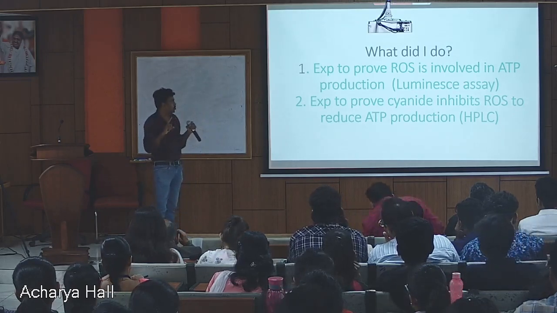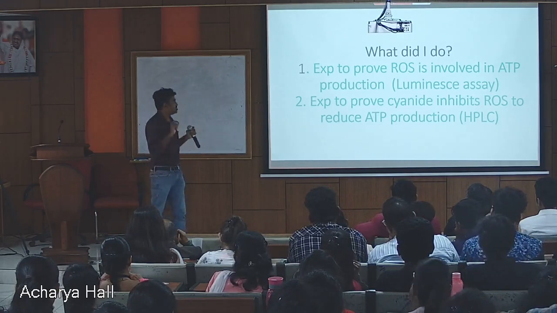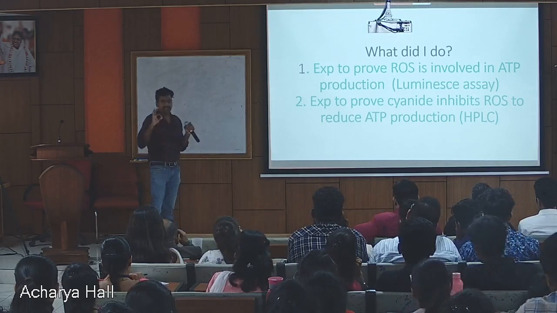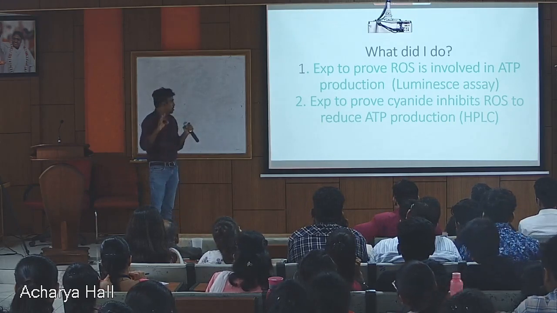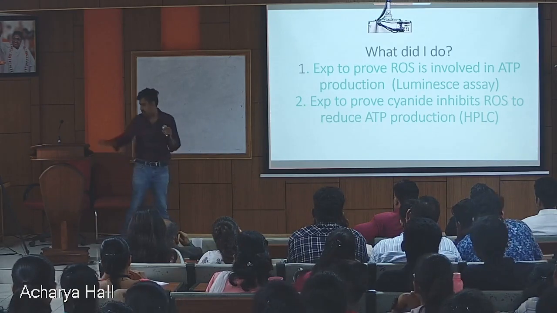Experiment 1 is to prove ROS is involved in ATP production. That is using luminescence assay. Experiment 2 is to prove cyanide inhibits ROS, which reduces ATP production. That is using HPLC.